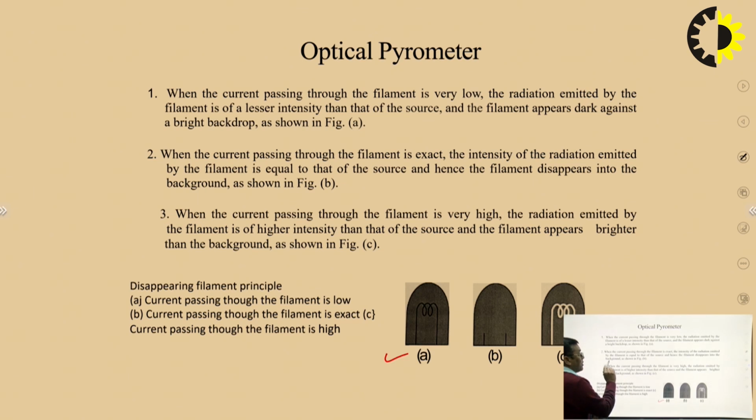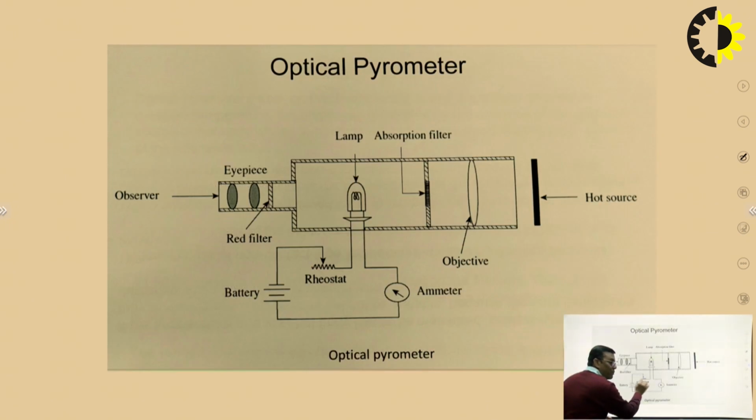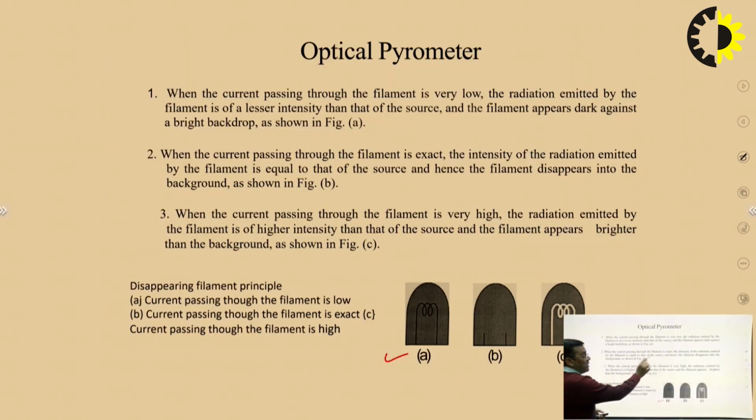In the second case, when the current passing through the filament is exact, and how are we varying the current? We are varying the current with the help of the rheostat by changing the resistance. If the current is exact, then the intensity of radiation from the filament as well as from the hot surface will be equal. So in that condition, the filament disappears. That current is useful. That current is related to the temperature. That can be calibrated with the temperature of that hot surface.